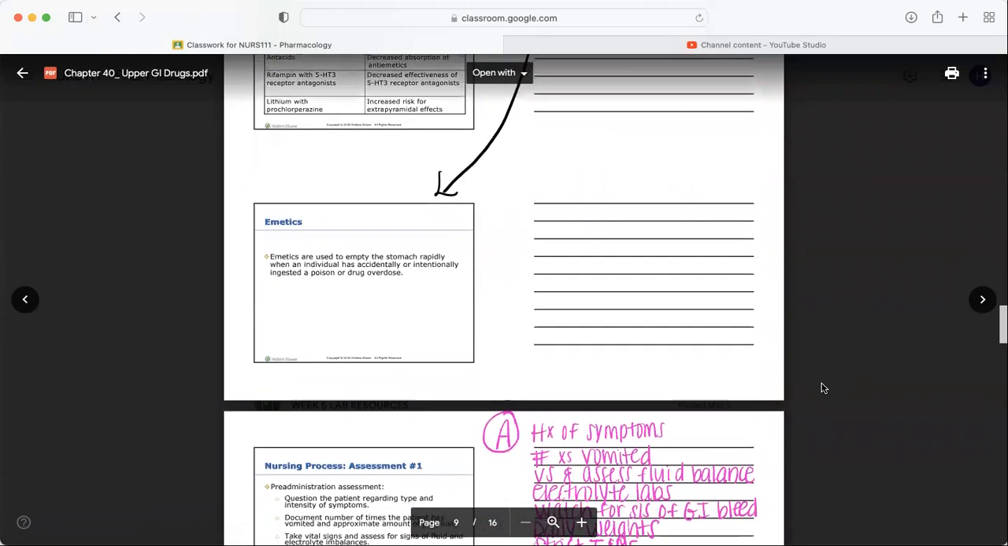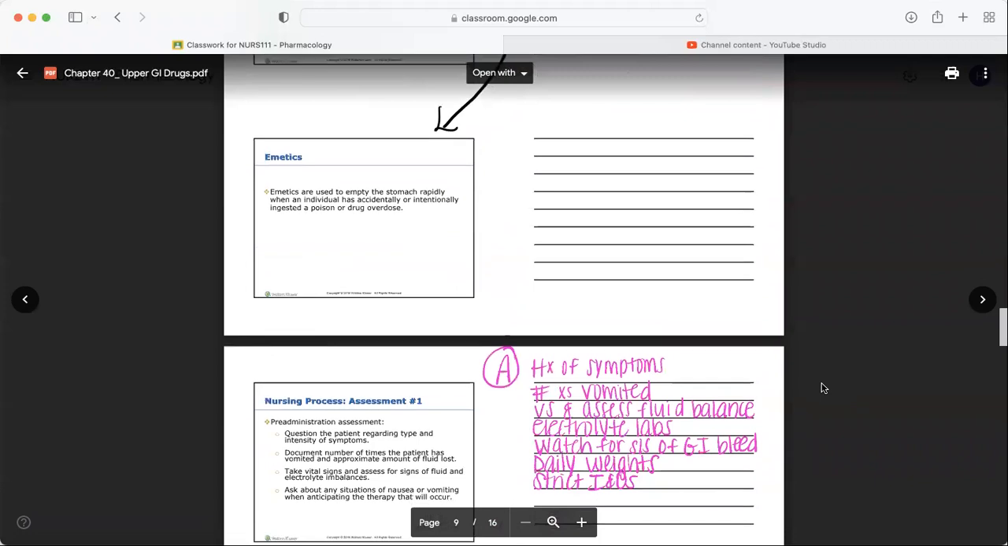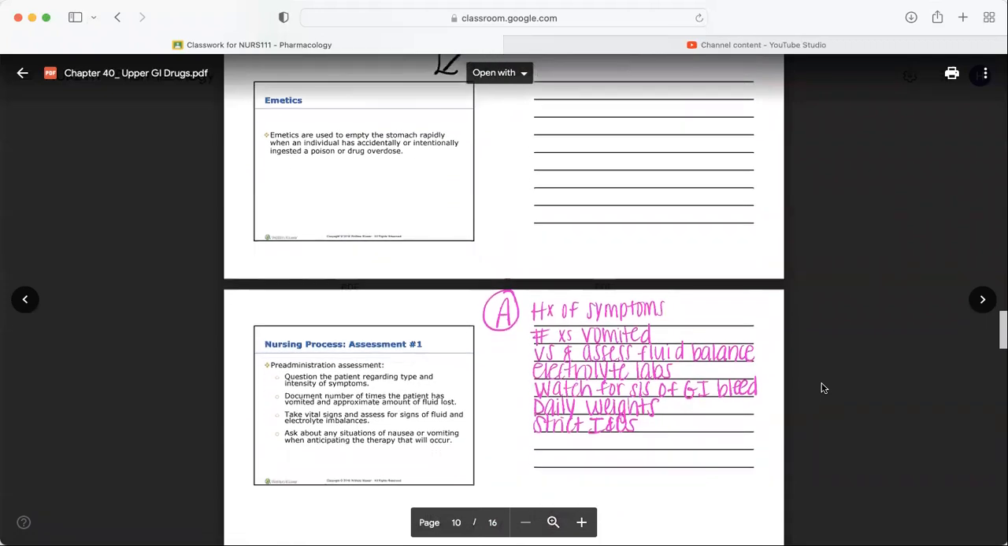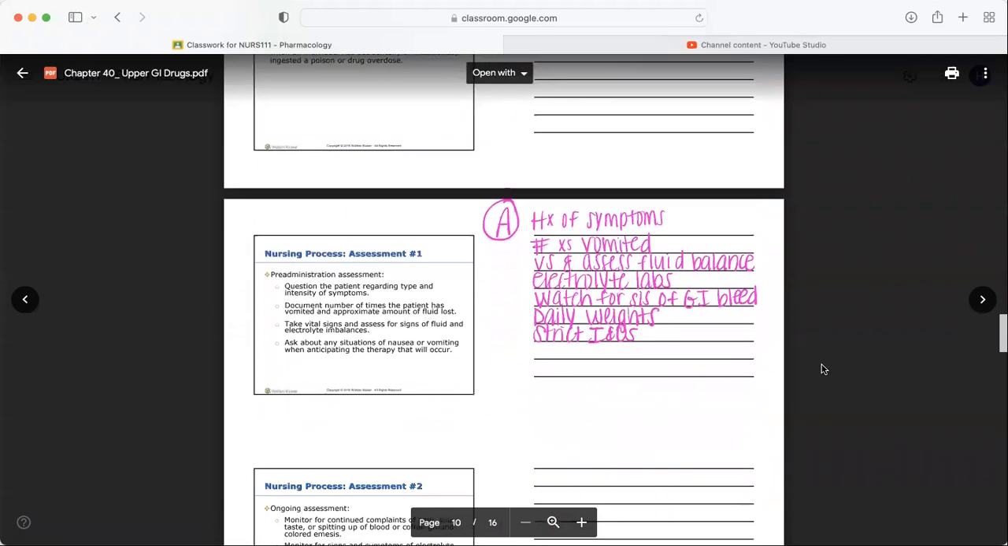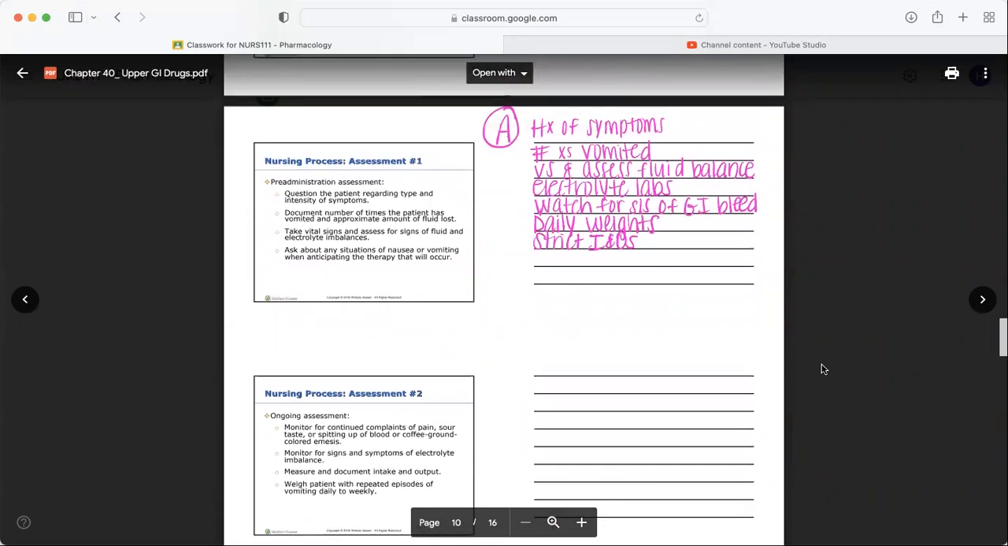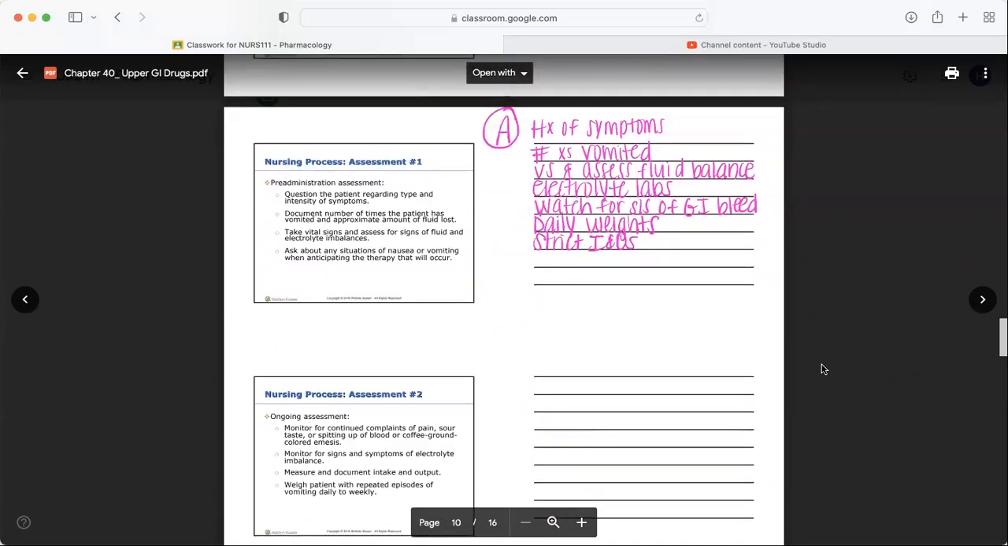Emetics are medications used to empty the stomach rapidly when an individual has accidentally or intentionally ingested a poison or drug overdose, right? So definitely something that needs to be monitored because it's going to induce vomiting.